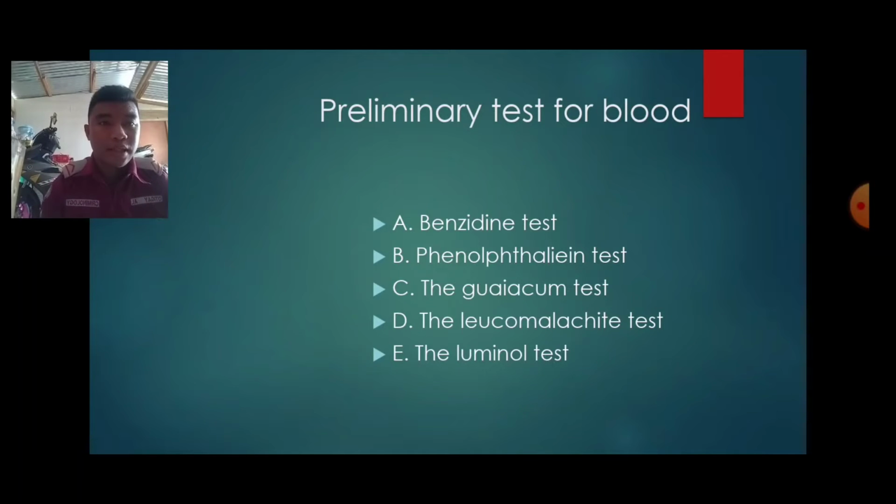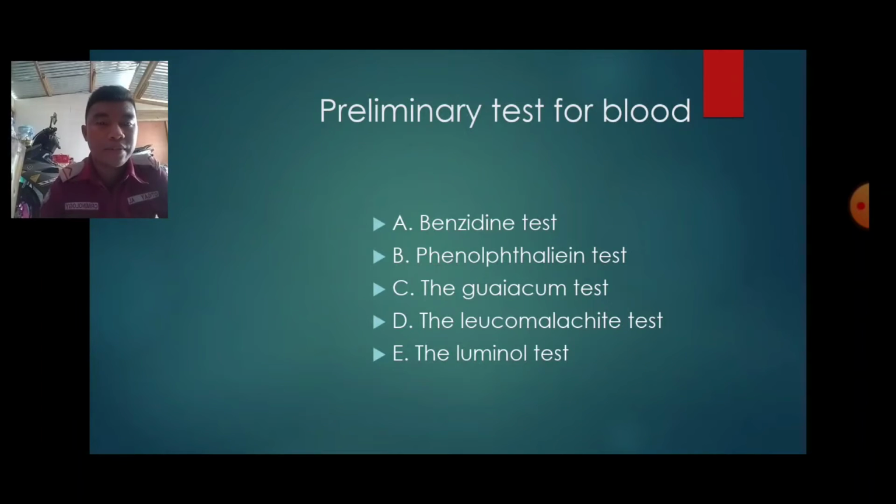Preliminary tests for blood. Number one, letter A, is the benzidine test. The benzidine test is most commonly used for the detection of blood in the feces and was therefore singled out for investigation. Result: intense blue color produced immediately.